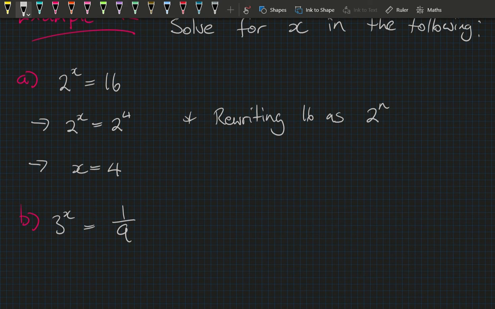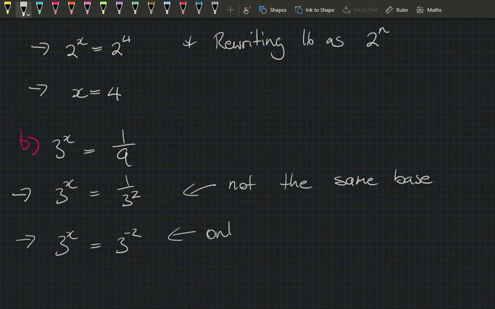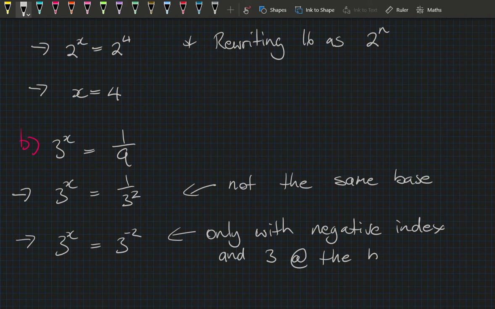Alright, I'm going to rewrite 1 on 9 as 1 on 3 squared, so we get 3 to the x equals 1 on 3 squared. And as I said above, we want to re-express that as 3 to the x equals 3 to the minus 2. And the reason why is because this is not the same base. I know it might look like it because you see a 3 there, but that's only true when it's rewritten with a negative index and 3 is at the base.